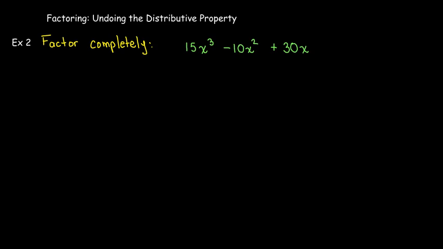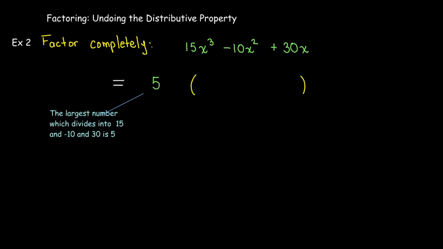So let's look at another example. Here I have 3 terms, 15x cubed minus 10x squared plus 30x. And so I'm going to have something on the outside, and then I'll have 3 terms on the inside of the parentheses. Now for the number, what did I do? I looked at the coefficients, 15, negative 10, and 30. What is the largest number that divides evenly into all 3? That's 5. Now what about the x's? Well, I've got x, x squared, and x cubed. x has the lowest exponent, so that's going to go on the outside.